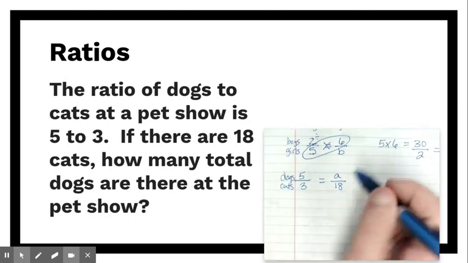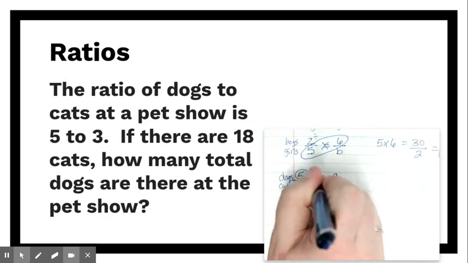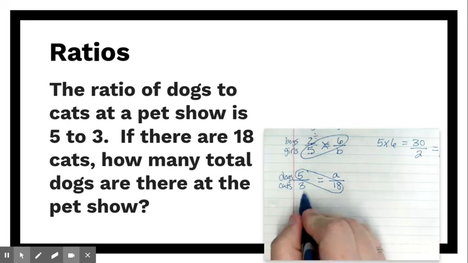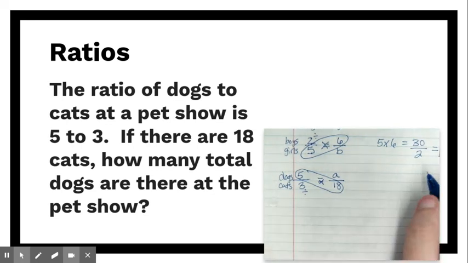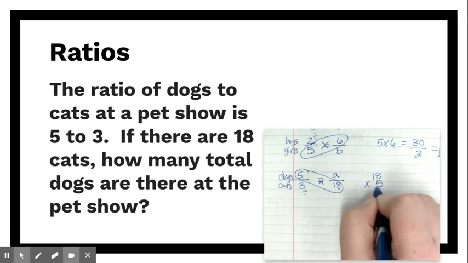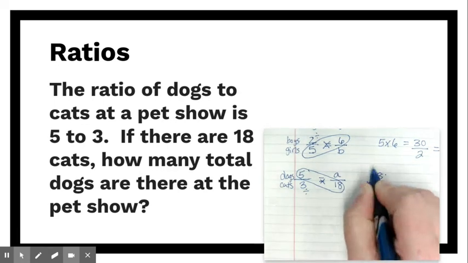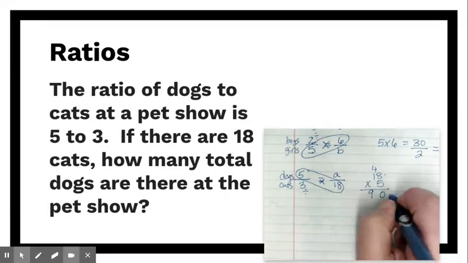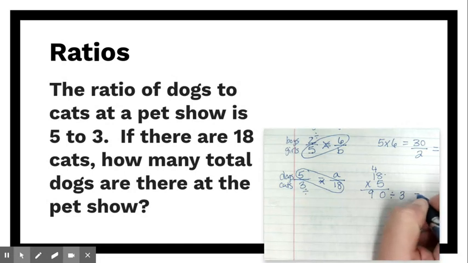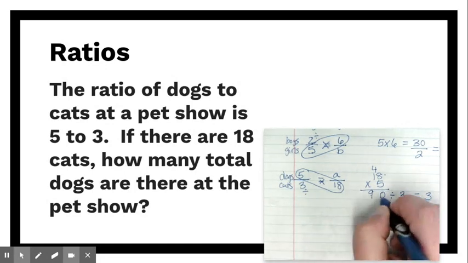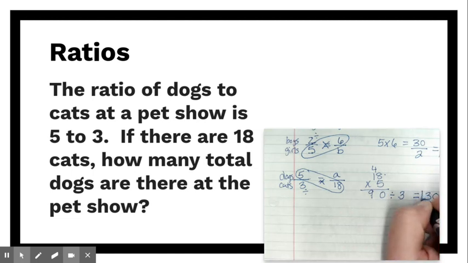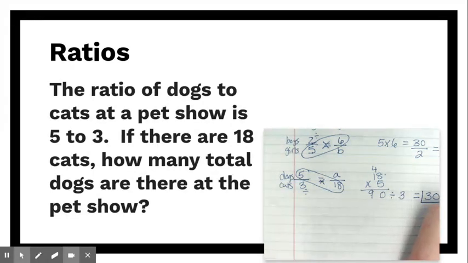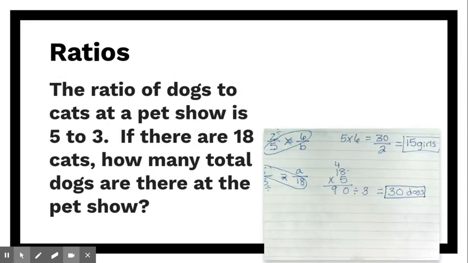So let's look. Multiply those numbers. If they're diagonal, we multiply those and then divide by the other. So multiply and then divide. 18 times 5: 8 times 5 is 40, 5 times 1 is 5, plus 4 is 9, so 90. Then we divide that by 3. 3 goes into 9 three times, and then we have a 0. So there are 30 dogs. Don't forget your labels: 30 dogs at the pet show. Seems pretty easy.